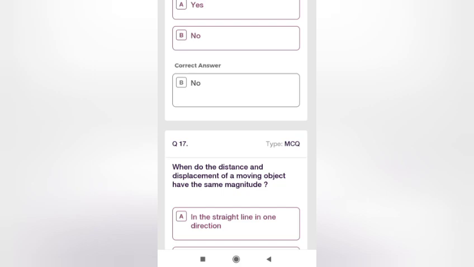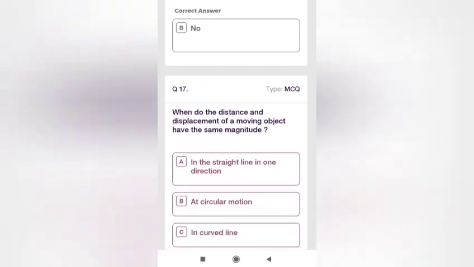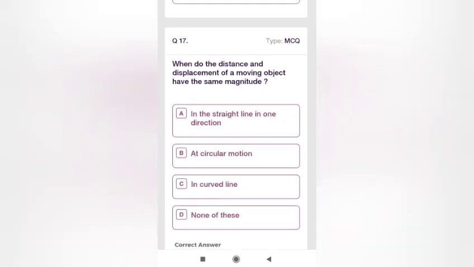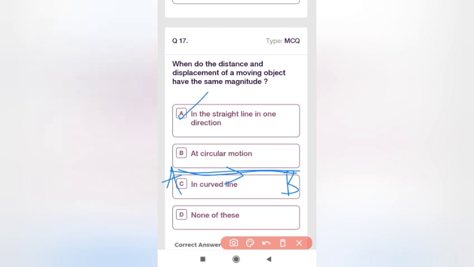When do the distance and displacement of a moving object have the same magnitude? The options are: in a straight line in one direction, in circular motion, in a curved line, and none of these. See, when it is in a straight line, A to B, the object is moving, so the distance from A to B is the same as the shortest path. So distance and displacement will be equal in this case. Option E is the correct answer, when it moves in a straight line in one direction.